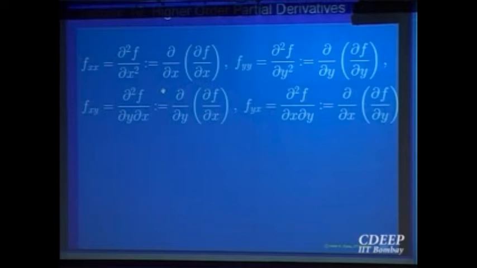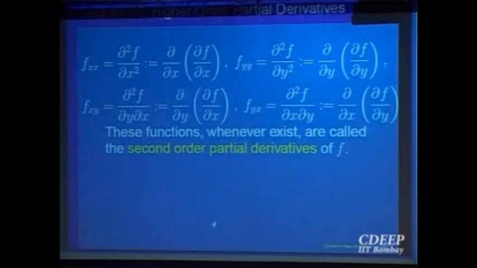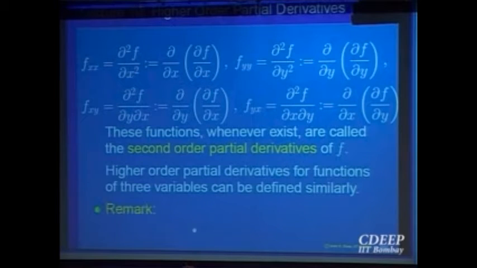So there are 4 partial derivatives. For a function of 2 variables, the second order mixed partial derivatives are 4: fxx, fxy, fyy and fyx. So these are the possible things. They are called second order. You can have third order and so on. They are called higher order partial derivatives.